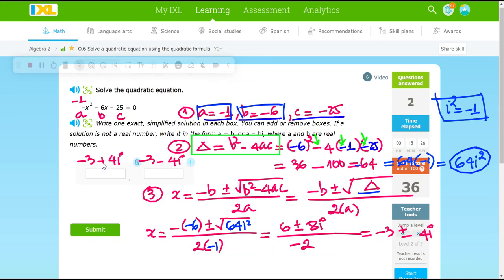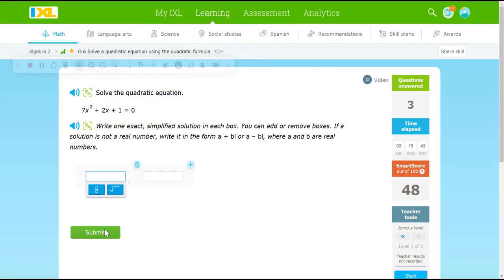Here we go. Negative 3 plus 4. Letter i you get from your keyboard. Okay? Subtract 3, subtract 4i. Okay, that's it. Submit. Voila. Okay. We will move on to level 3.